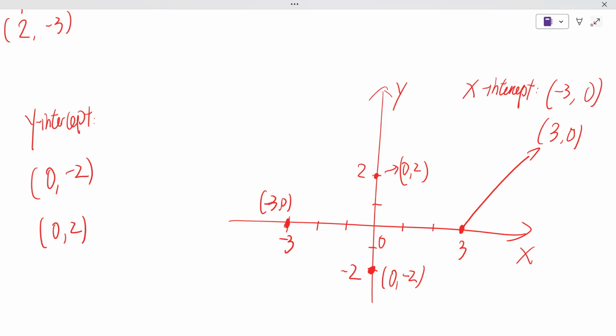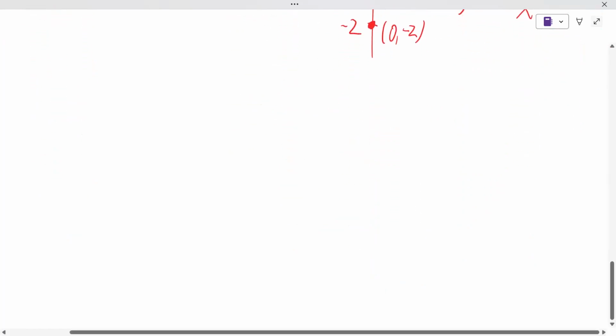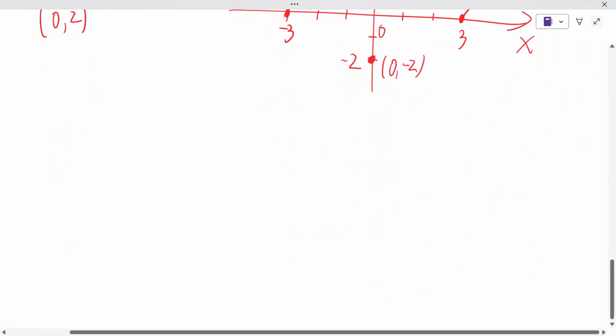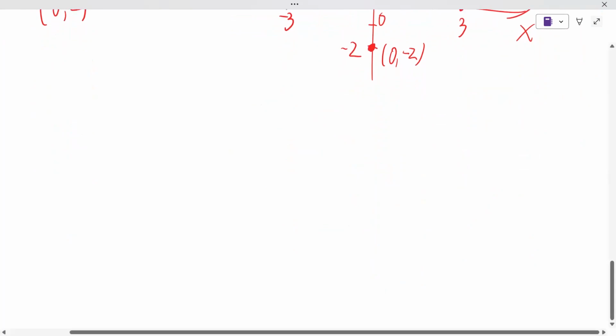In terms of plotting all the pairs, from different points, from different ordered pairs. And actually, let's learn how to, let's say given a linear equation. Let me give you an example.